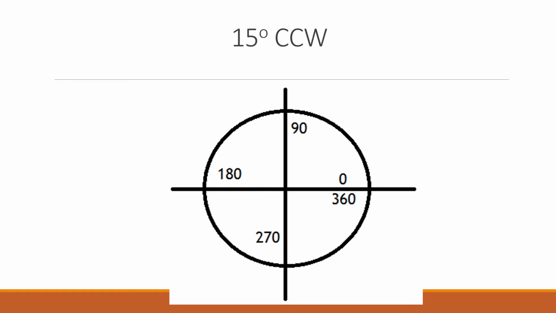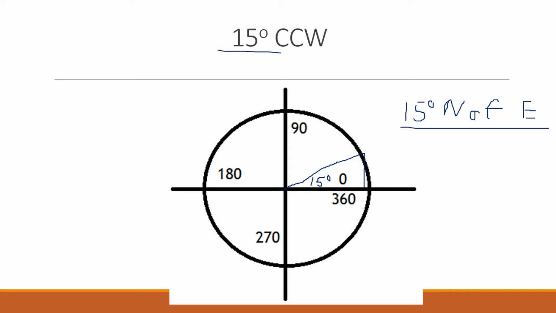Okay, what if I have something like this? We haven't talked about the really small degrees. If I have 15 degrees CCW, 15 degrees, all in quadrant 1. 15 degrees north of east. The quadrant 1 stuff is pretty basic. In quadrant 1, whatever is the CCW is going to be the degrees north of east.